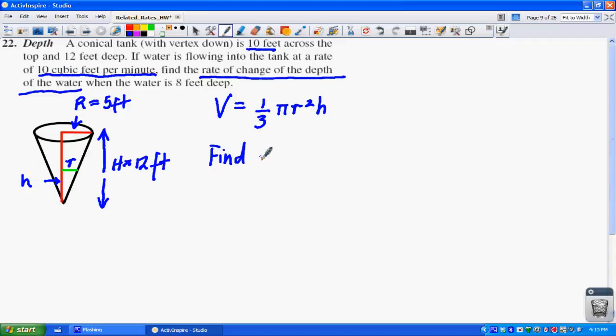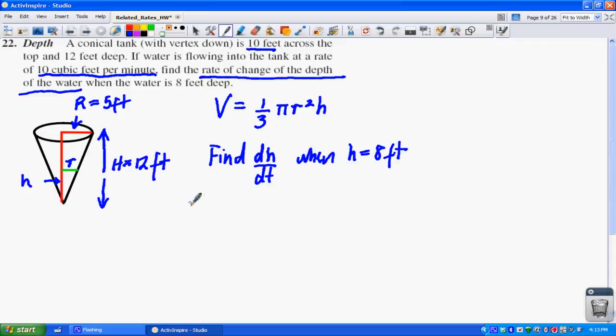So the rate of change we're trying to find is represented by the derivative dh with respect to dt, so dh/dt. We need to find dh/dt. That gives us the rate of change of the depth of the water when the water level is 8 feet deep, when the water level hits 8 feet. So when h, because h represents the water level, the height of the water, is equal to 8 feet. Good. That's what we need to find.